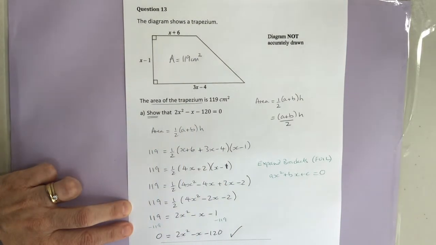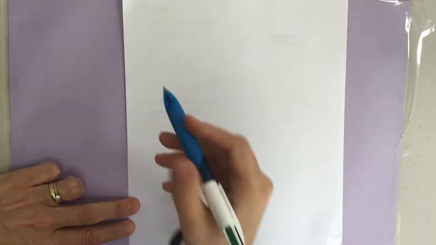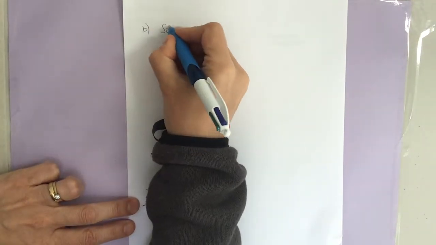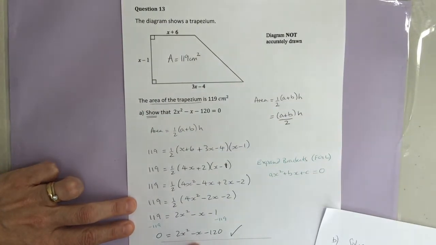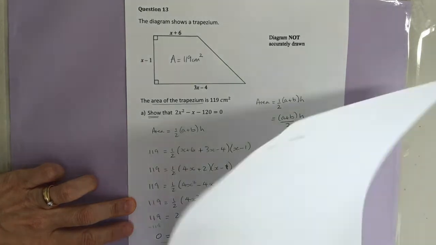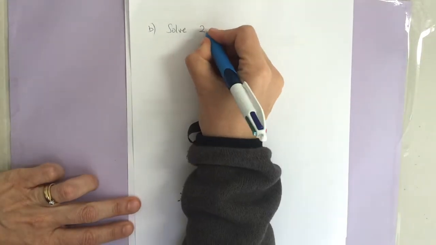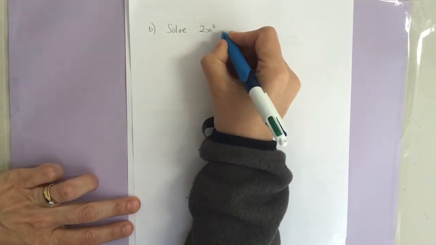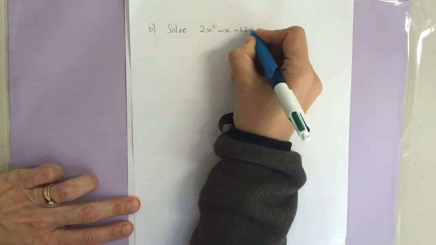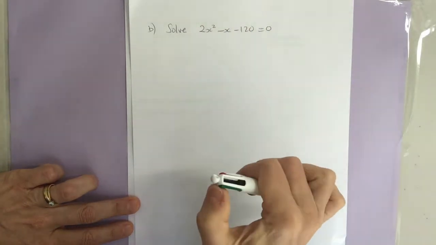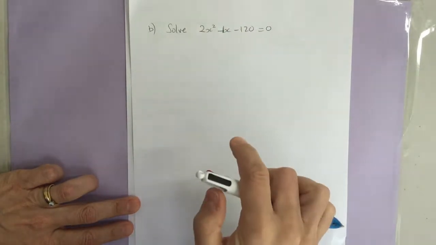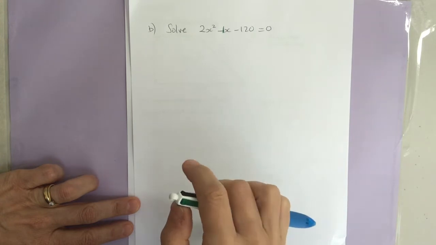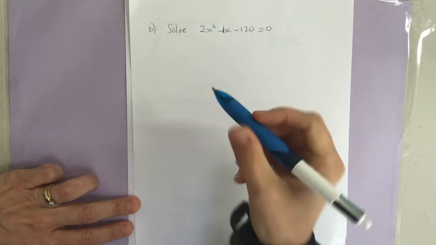So let me just get a piece of paper now. So in part B, we're asked now to solve that equation because we're asked to find the value of x. So to find the value of x, we need to solve this. So I'm going to solve that equation, 2x squared minus x minus 120 equals 0. And don't forget that minus x, we can always, if we want to, put a 1 in front of that. That's minus 1x.